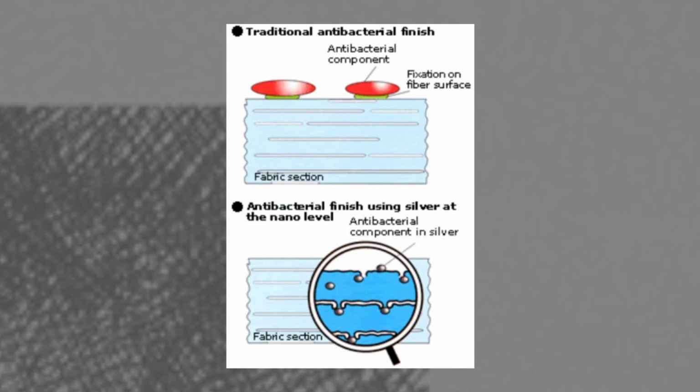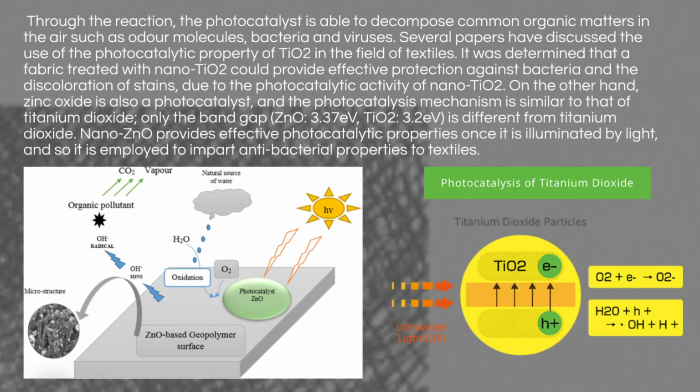Here is a visual showing how silver provides this antibacterial property. Up is the picture of traditional, down is the picture of new nanotechnology level. Through the reaction, the photocatalysis is able to decompose common organic matters in the air such as other molecules, bacteria and viruses. Several papers have discussed the use of the photocatalytic property of titanium dioxide in the field of textiles.